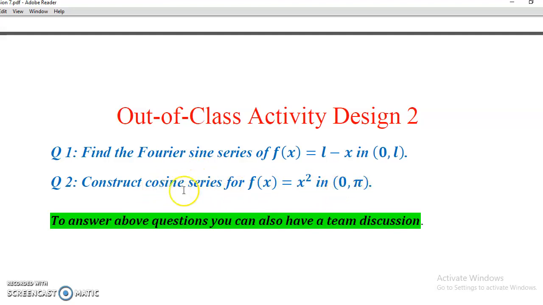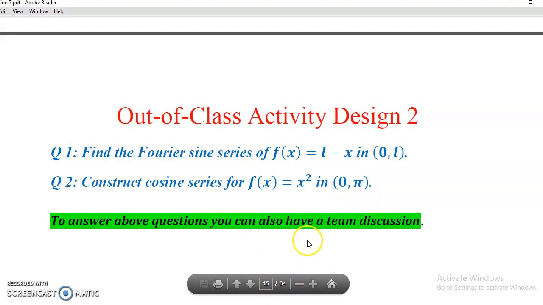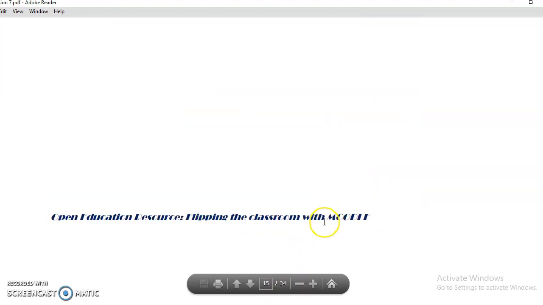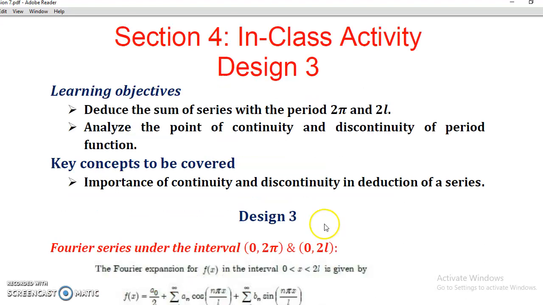For the cosine series, you have to find both Fourier coefficients, a0 and also an, and the interval is 0 to pi. To answer our questions, you can also have a team discussion. Now, section 4 in class activity, design 3.